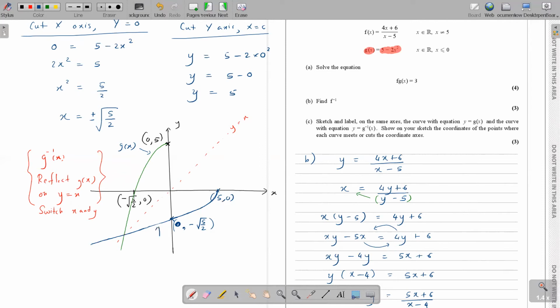So basically for the g inverse x graph, you reflect the original g(x) graph, you switch the x and y coordinates, and immediately you get the g inverse x graph. Okay, so I have marked all the places where it cuts the coordinate axis as well.